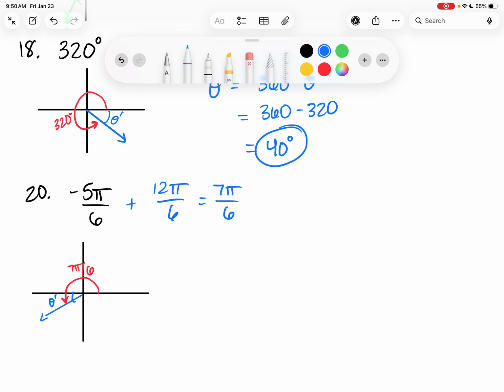So the formula for this one is in quadrant 3, theta minus pi. So theta prime is equal to theta minus pi. Theta is 7 pi over 6. Minus, now I need a common denominator. So what would pi be with a common denominator? 6 pi over 6. So that means it's just pi over 6.